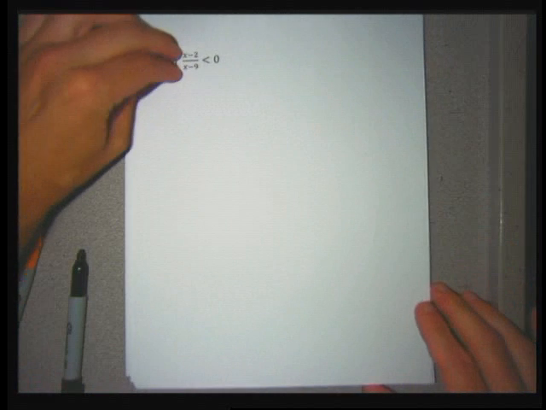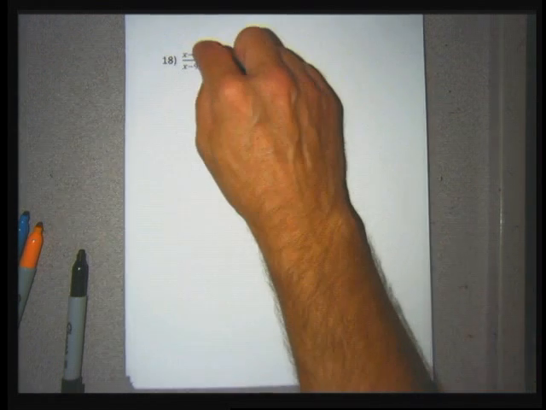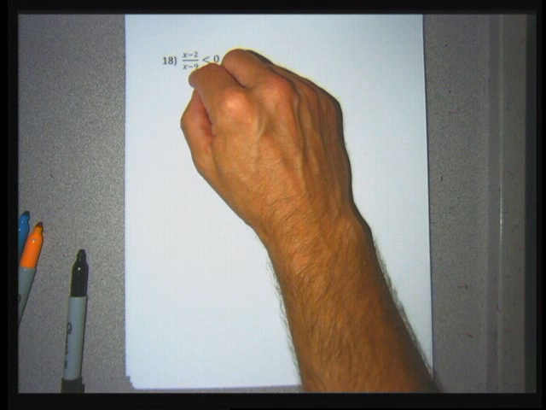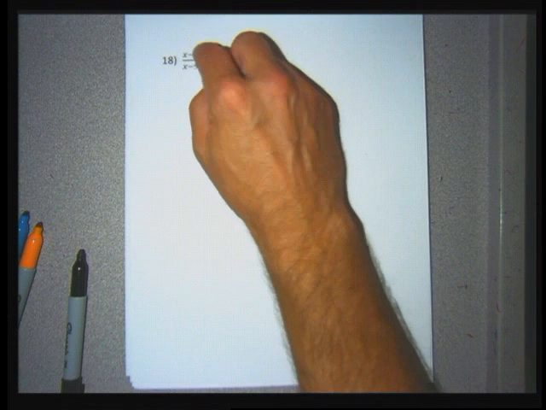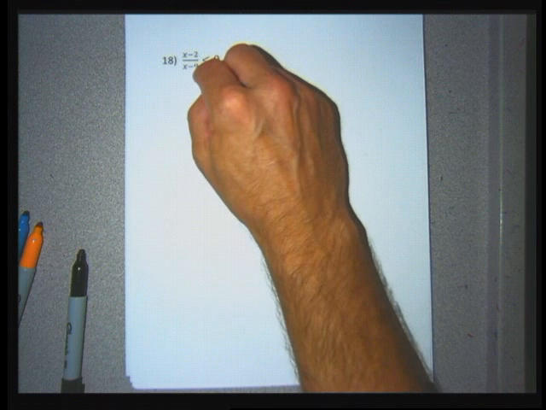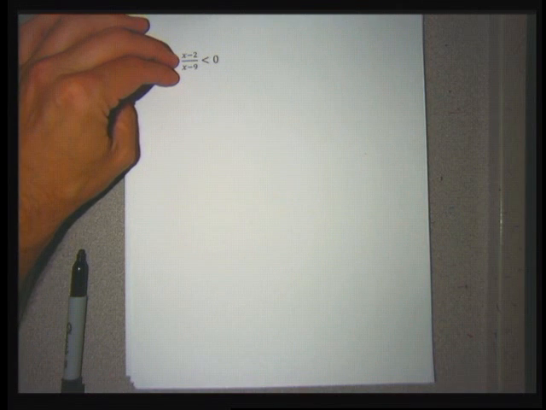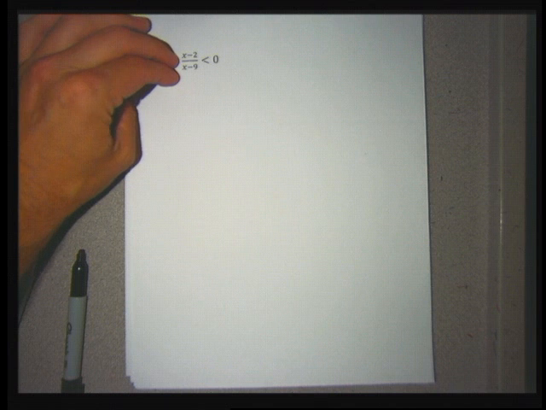Because for a fraction in 18 to be negative, either I'm dividing a positive in the numerator and a negative in the denominator, because a positive divided by a negative is a negative, or I have a negative in the numerator and a positive in the denominator because a negative divided by a positive is a negative. I can't have both the numerator and the denominator positive because if I divide two positives, I get a positive. And I can't have the numerator and the denominator negative because if I divide two negatives, I get a positive. There's no factoring in the fraction ones.